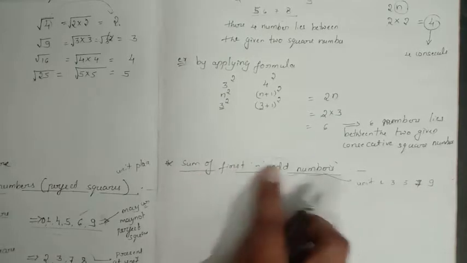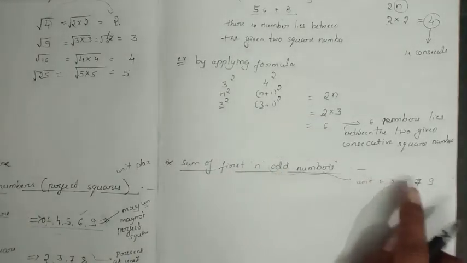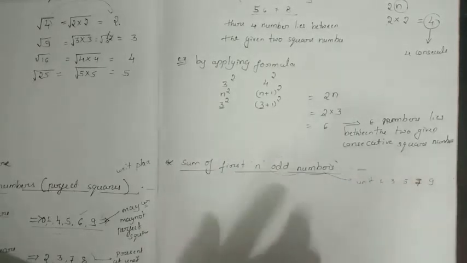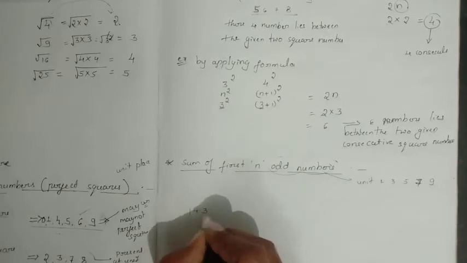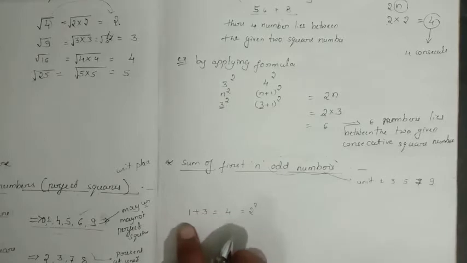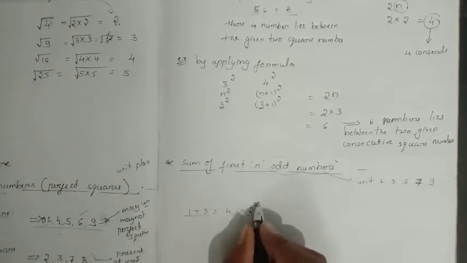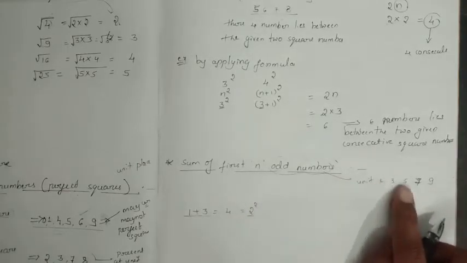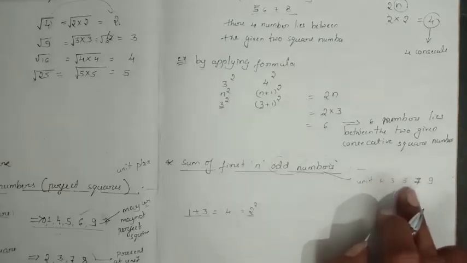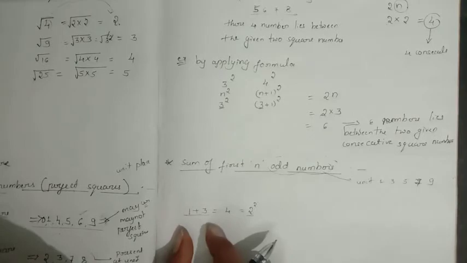So the sum of odd numbers means you add the continuous odd numbers. For example, take 1 and 3, two numbers. If you add 1 plus 3, what is the answer? 4, which is the perfect square, 2 square. How many odd numbers did you use here? 2 odd numbers. That's why it becomes 2 square. If continuous odd numbers are given, the square is of the count of those numbers.